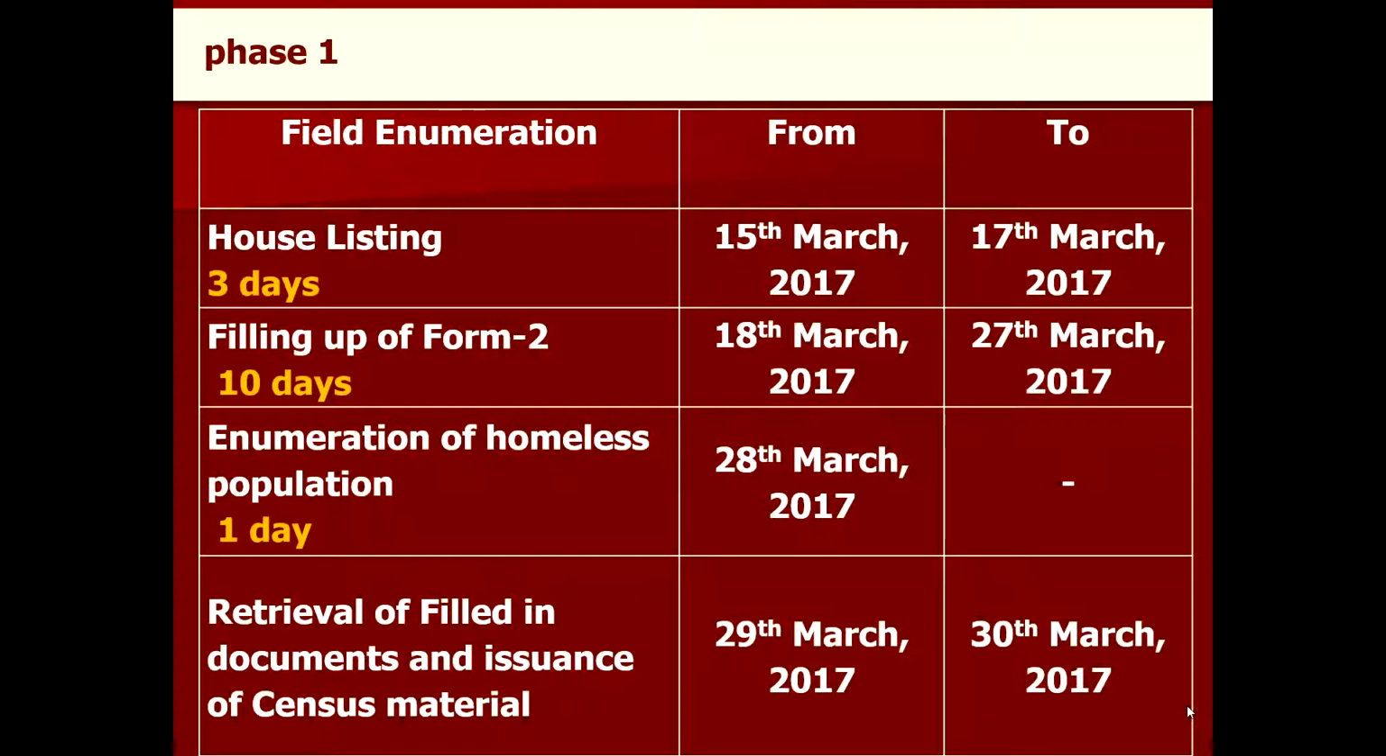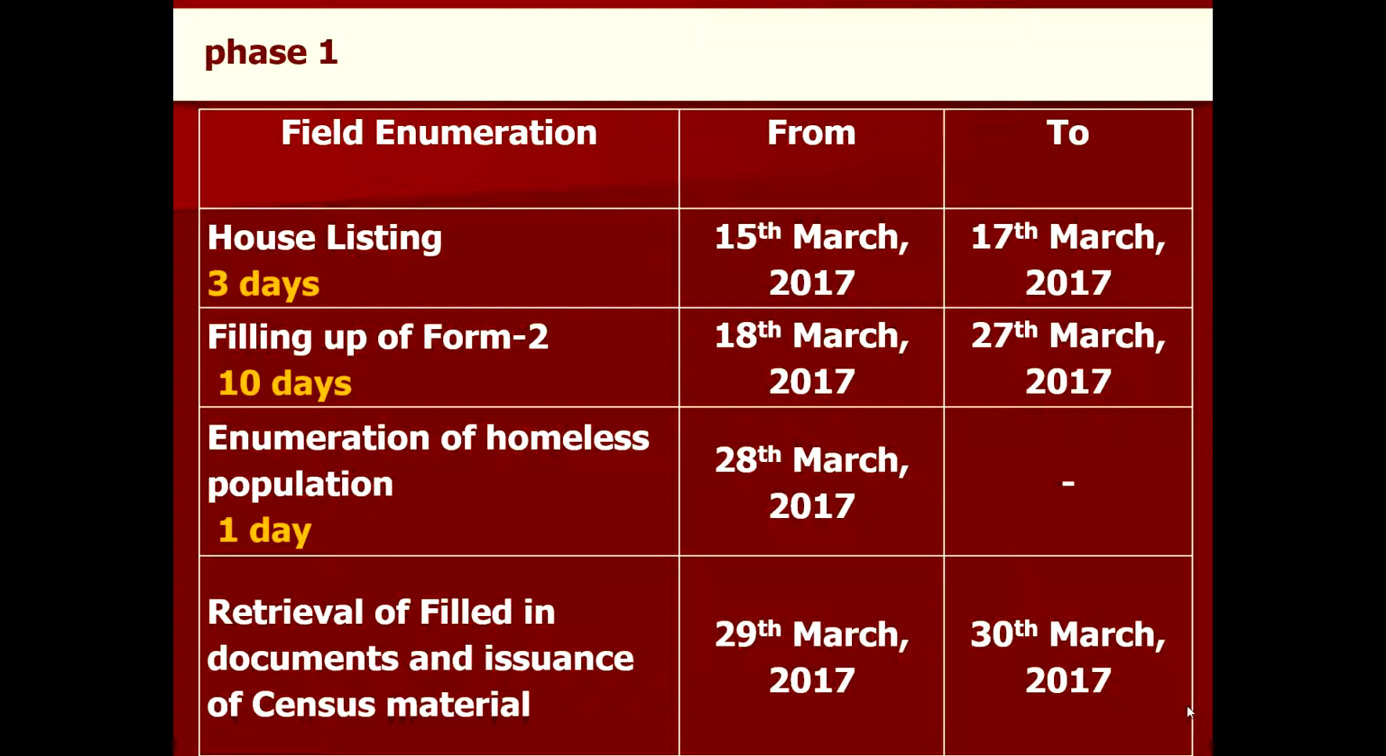This is again to show you that in 2017, the census started from 15th March. So 15th March to 17th March for each block house listing was done, and it took about 3 days. Then actual enumeration took place between 18th March to 27th March, and it took about 10 days. And I will be sharing with you the form 2 which was filled during the enumeration phase. And one day was specified, which was 28th March, only for the enumeration of the homeless population.